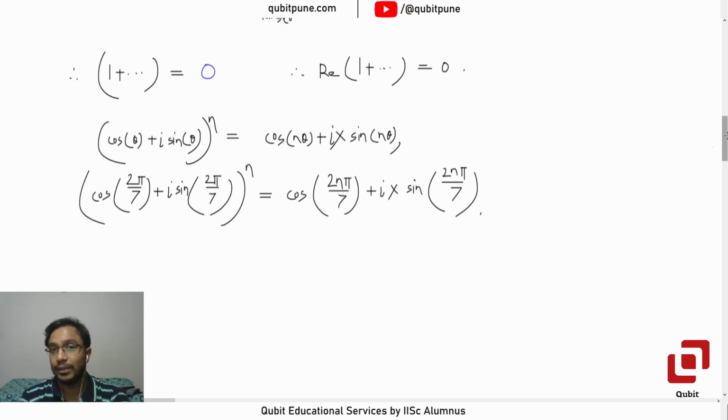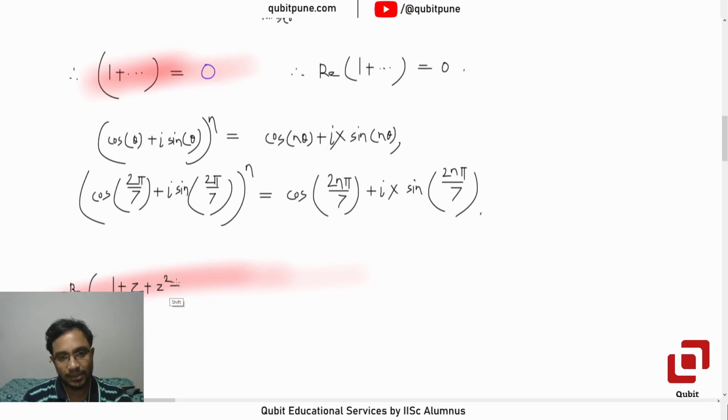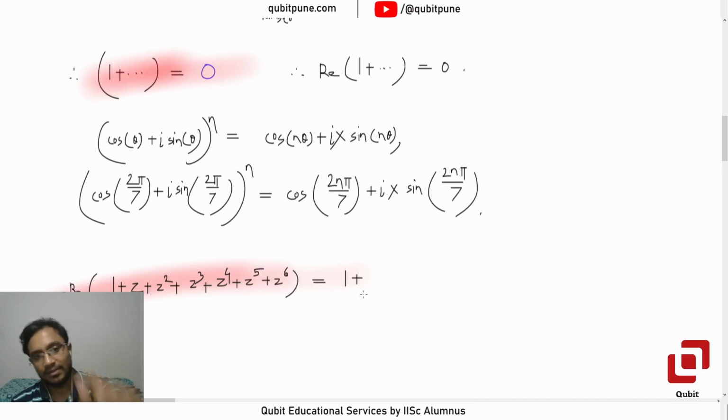And how is it going to be useful now? Let us come to this expression here. Let me now use red color for that. So what is that expression? Let's write it. Therefore, the real part of 1 plus z plus z squared plus z cubed plus z raised to 4 plus z raised to 5 plus z raised to 6 will be equal to, of course I need to take 1, for z I need to take cos 2 pi by 7.